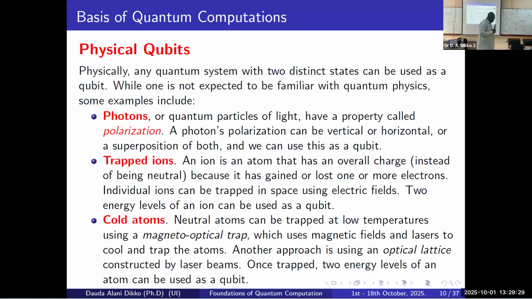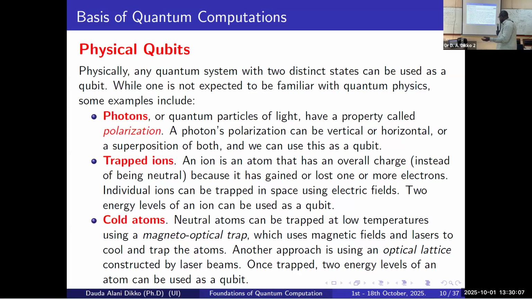Now, some of these terms would come up many times, and they are also used in quantum physics, but I brought them in here so that we can familiarize ourselves with them. For example, I said physically, any quantum system with 2 distinct states can be used as a qubit. While one is expected to be familiar with quantum physics, some examples are photons.